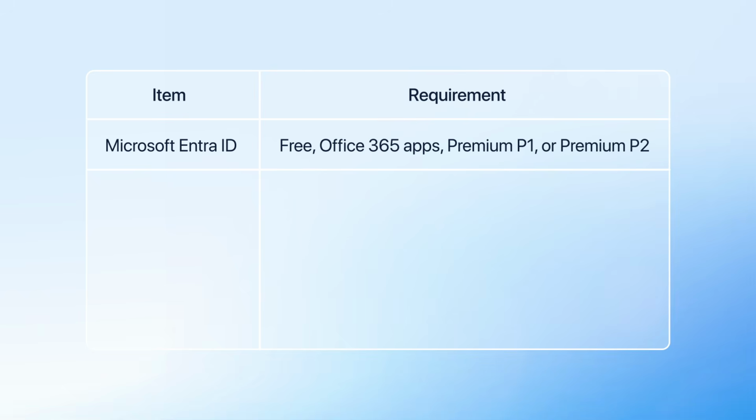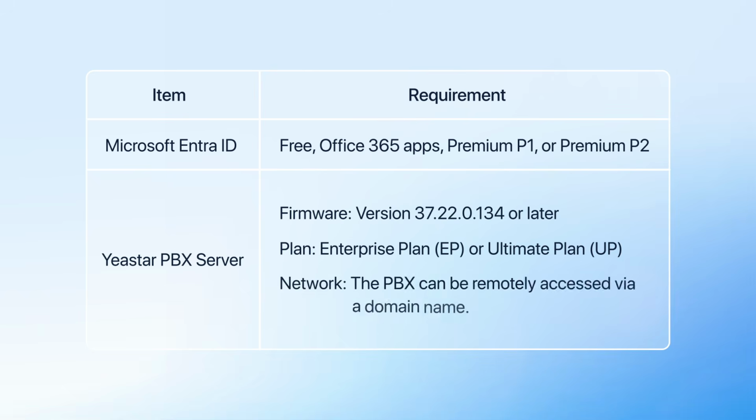Before anything, we need to make sure that we have an Azure AD. Use a Microsoft Azure account with Global Administrator privilege to implement the integration, and for the PBX, we need to subscribe and upgrade it to the Enterprise Plan and have activated the FQDN.